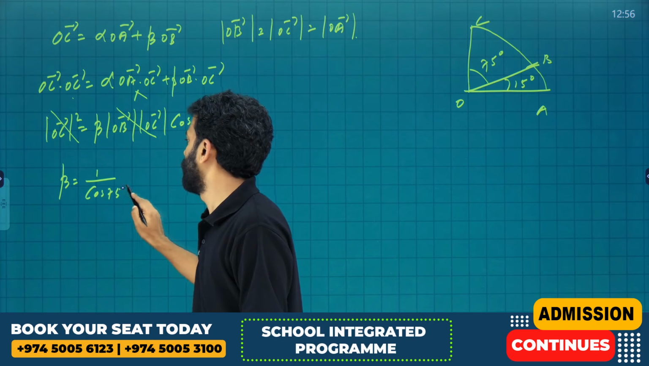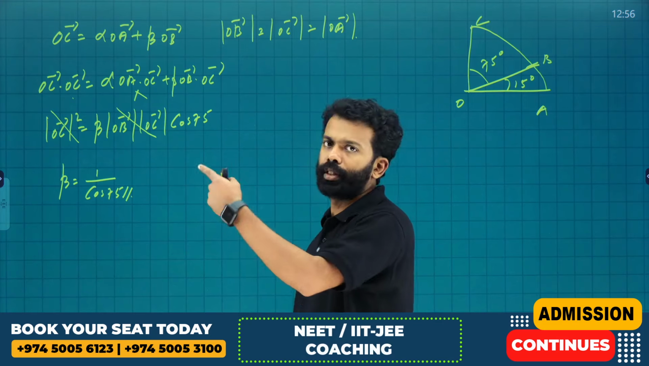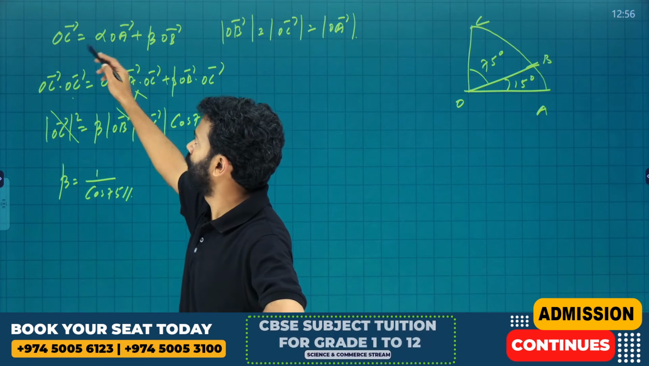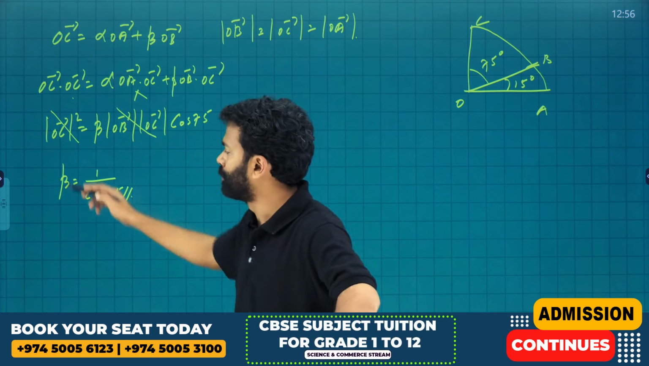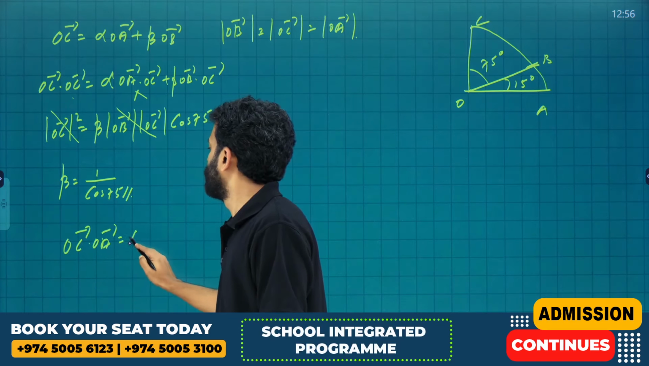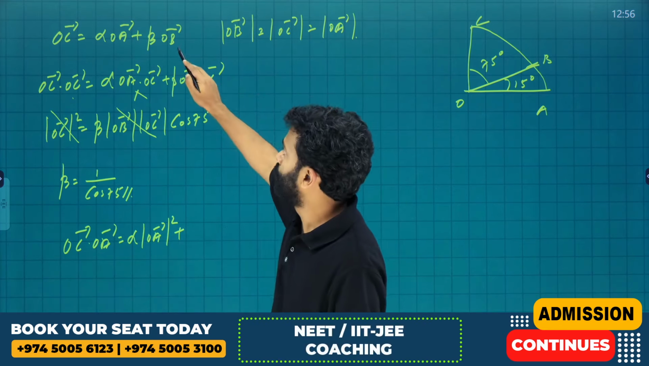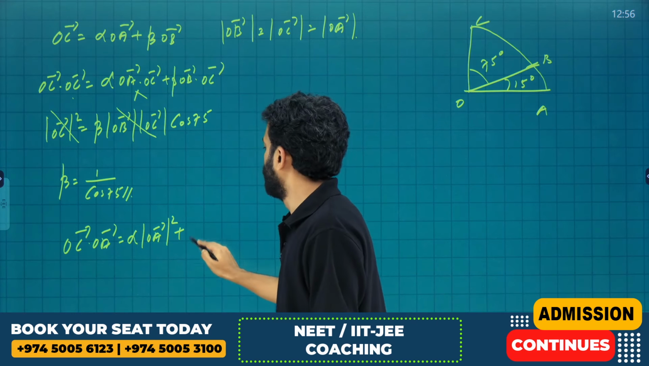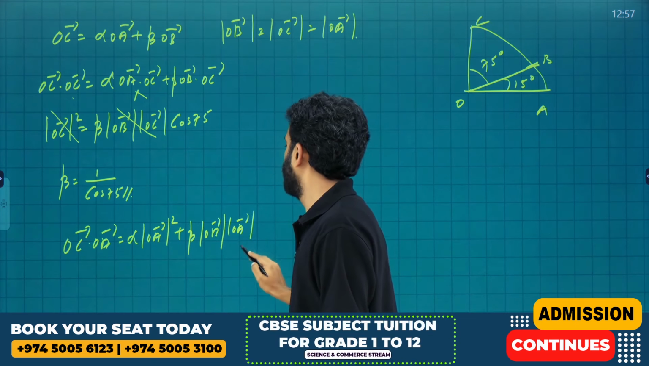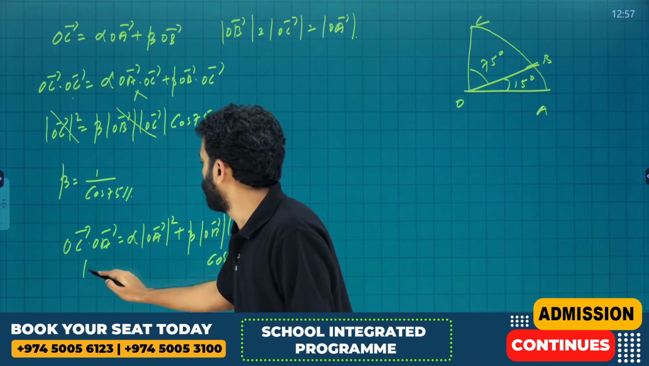The value of beta is nothing but 1 by cos 75. Like that, if you apply another dot product, we will get the value of alpha also. I think we can apply the dot product on both sides with vector OA. This will be 0 then. That is vector OC dot vector OA is equal to alpha into magnitude of OA squared plus beta into vector OB dot vector OA. That will be beta into magnitude of vector OB into magnitude of vector OA into cos 15.